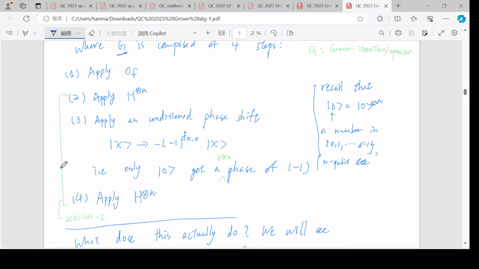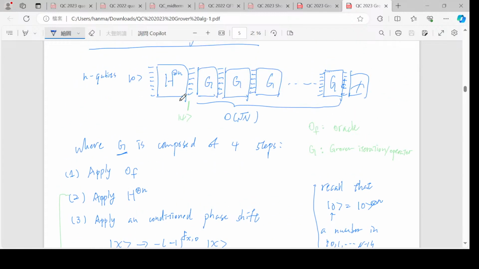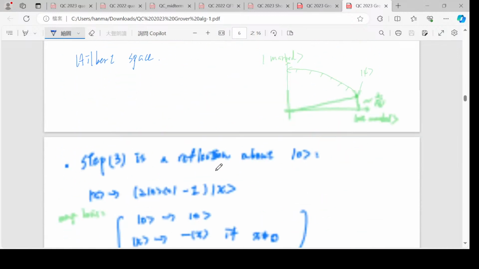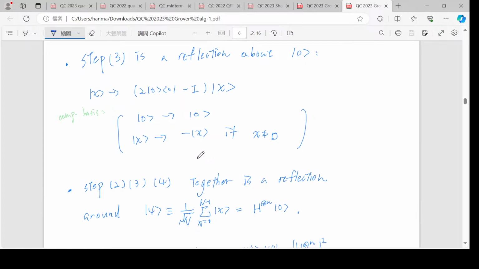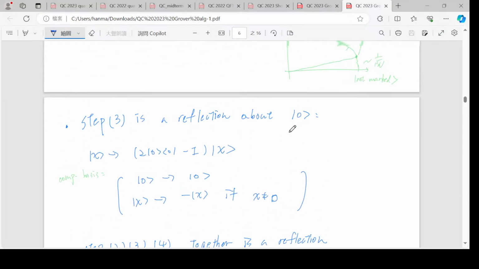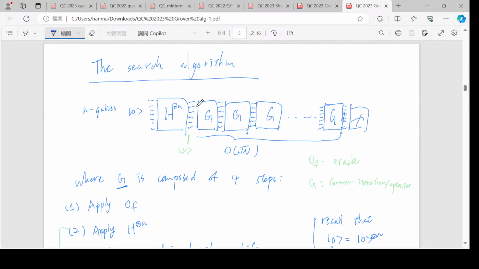doesn't involve the oracle. They don't depend on the hidden function f, but they are still a reflection. They are a reflection around this state psi, and it has this form 2 psi psi minus identity. Okay. And with these two reflections, we have this geometric way to analyze how this algorithm will actually affect the state.